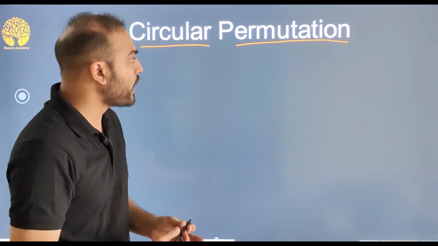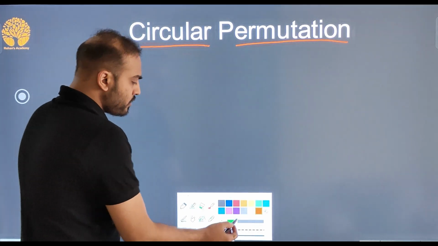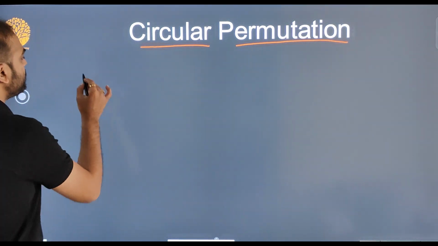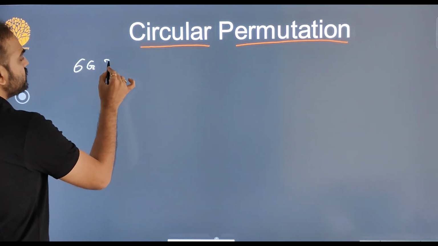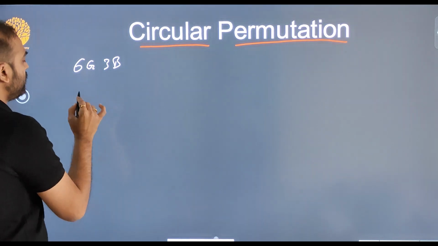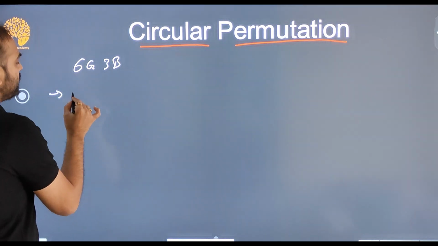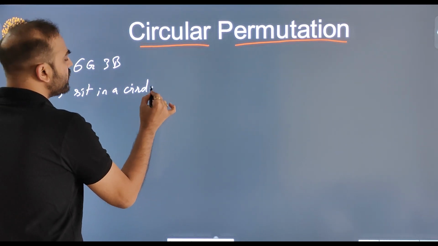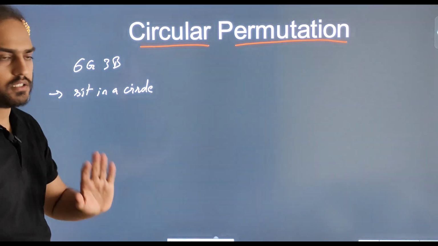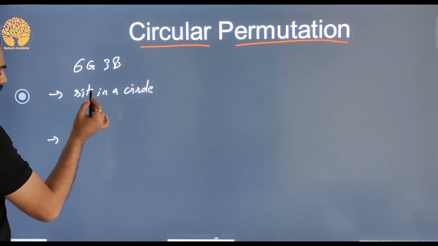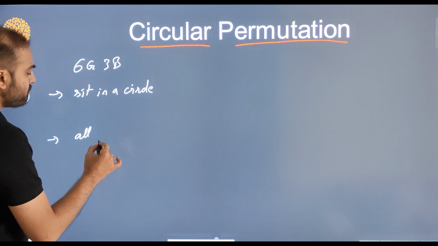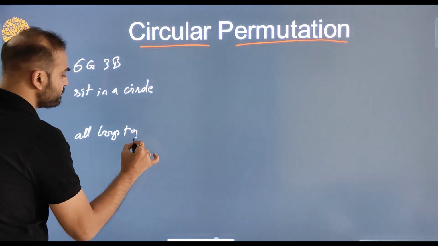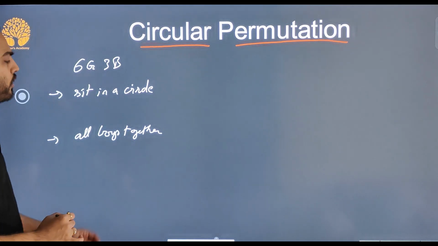So then what happens? If we ask the same people to sit in a circle, what changes, or what is the difference? Again, let's take the same example. We have 6 girls, 3 boys. Let's take scenario number 1 when they simply sit in a circle, no constraint, nothing, just simply sit in a circle. Then we will look at all sitting in a circle but all boys together.